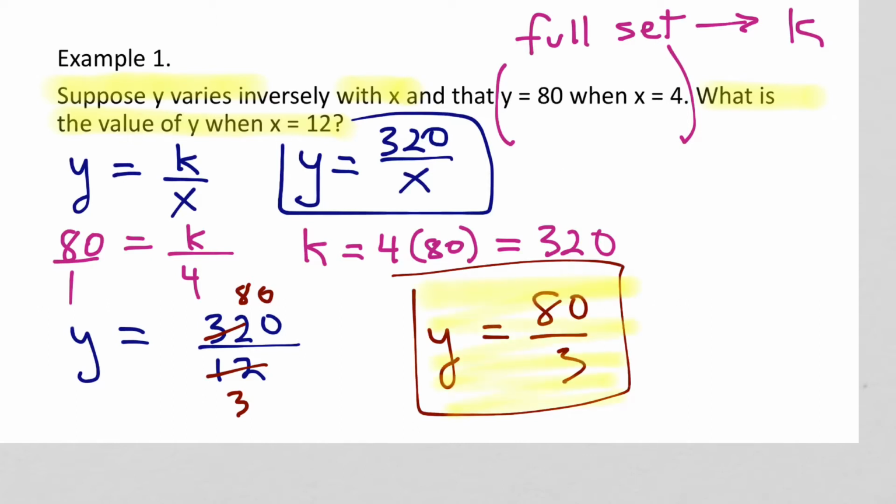So these kind of problems are two-step problems. First, you use your full set to find your constant of variation. Then you write your equation with the k substituted into the equation. And then you answer the question, what is the value of y when x is given? Or it might say, what is the value of x when y is given?